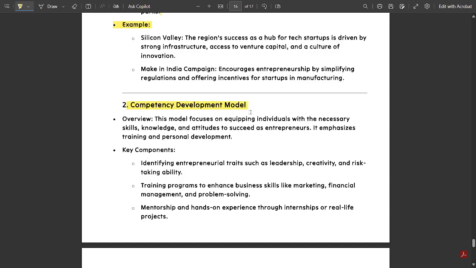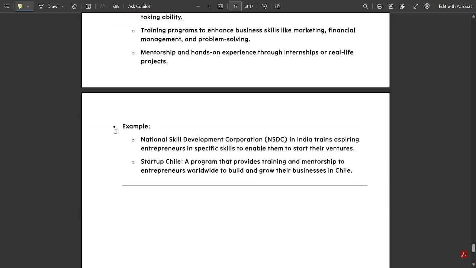Competency development model overview: this model focuses on equipping individuals with the necessary skills, knowledge, attitudes, etc. And these are some of the key components. You can note it down with some of the examples. Example is National Skill Development Corporation (NSDC), which is very famous in India, trains aspiring entrepreneurs in specific skills to enable them to start their ventures. This is a very important site. If you don't have any knowledge about entrepreneurship, you can visit this. And if you are interested, you can join this. This is a particular course where you would be trained to become an entrepreneur. So this is that example. They mentioned it here.